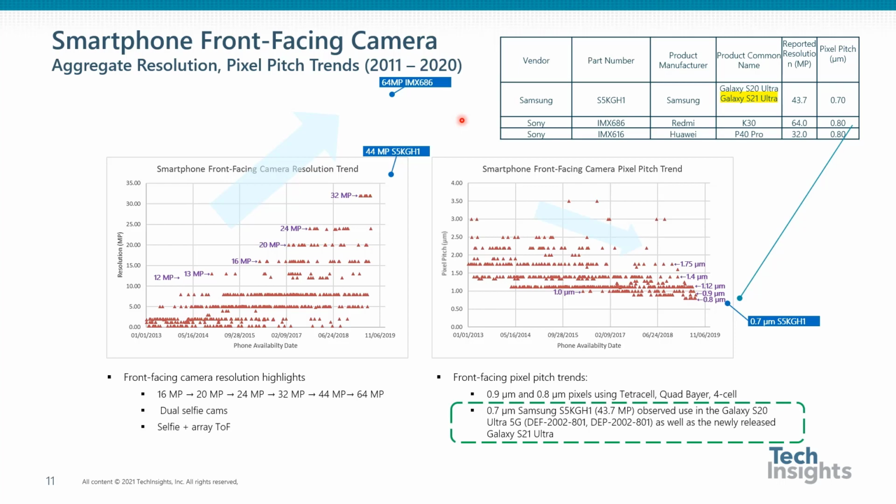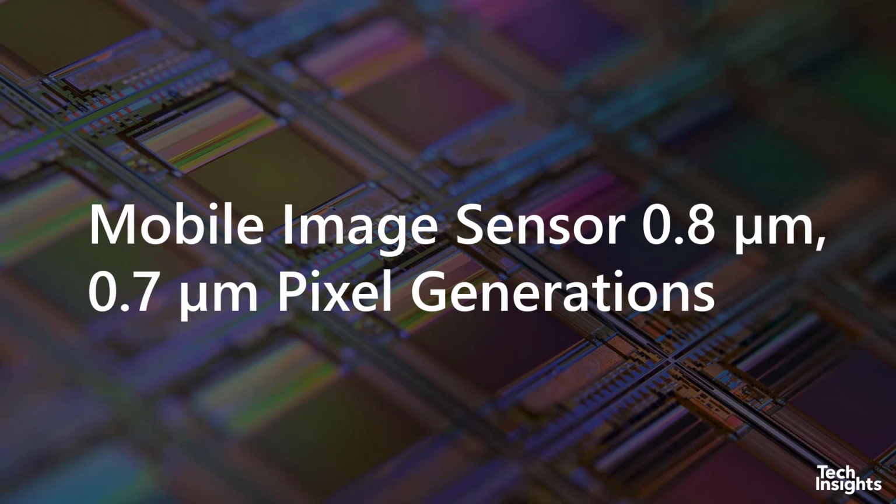in mobile phones of 64 megapixel imagers as in the IMX686, and that was in the Redmi K30 shown over here. And in terms of pixel pitch, of course, we know that Samsung has used the 0.7 micron GH1 in their recent flagship phones, so that essentially reaffirms the trends of increasing resolution and decreasing pixel pitch. We now look at small pixel generations of 0.8 and 0.7 microns for mobile applications.